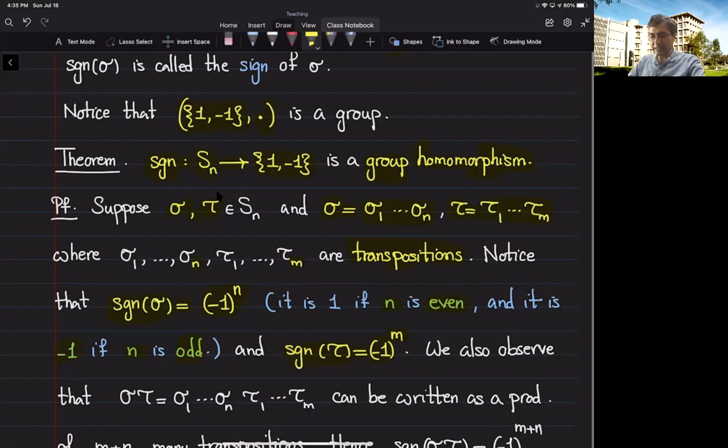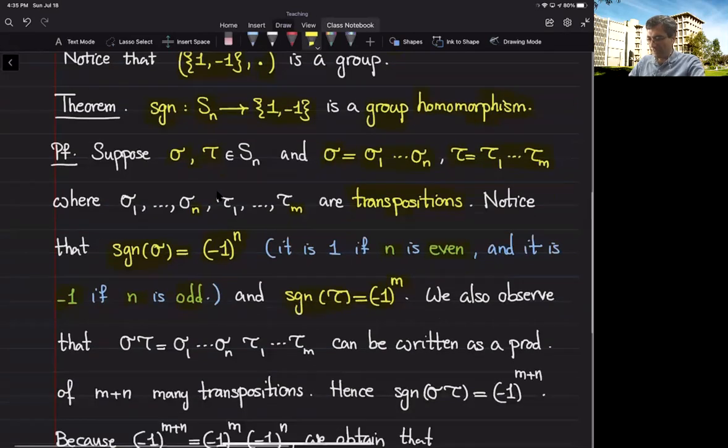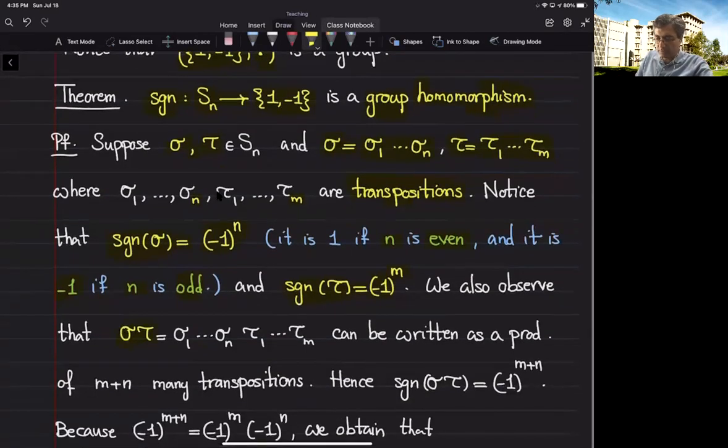So we get that sign of tau is -1 raised to power m, sign of sigma is -1 raised to power n. Now when I write down sigma tau, sigma is product of these n number of transpositions. Tau is product of these m number of transpositions. So sigma tau can be written as a product of m plus n many transpositions. And therefore, sign of sigma tau is about parity of this number. So sign of sigma tau is -1 raised to power m plus n.